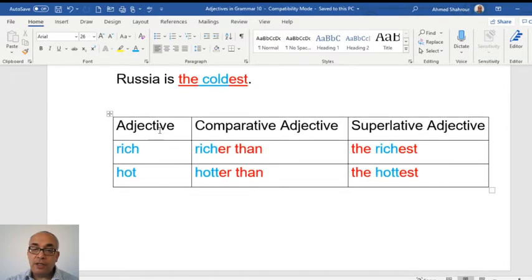So rich is the adjective, richer than is the comparative adjective, the richest is the superlative adjective. The same, hot, hotter than, and the hottest. Of course you can see I doubled the T here, because before T is a vowel, O is a vowel. If you have a vowel and then a consonant after it, we double the consonant. So don't forget to spell it correctly.